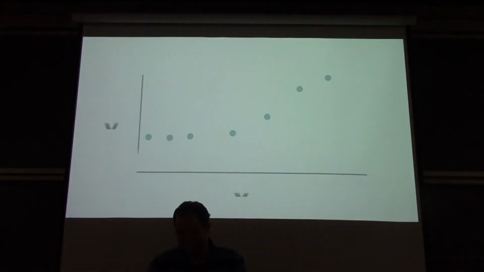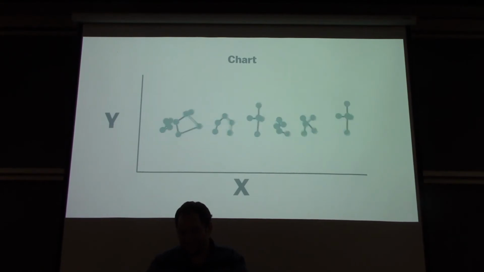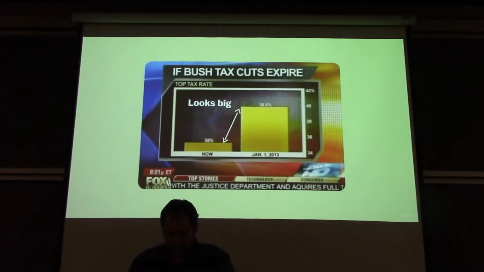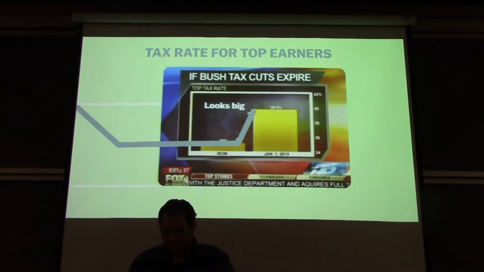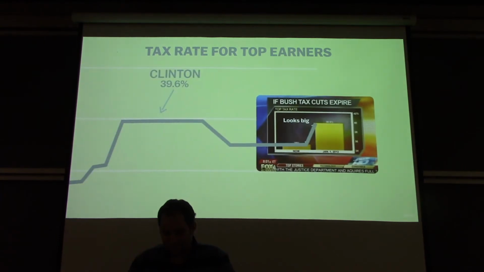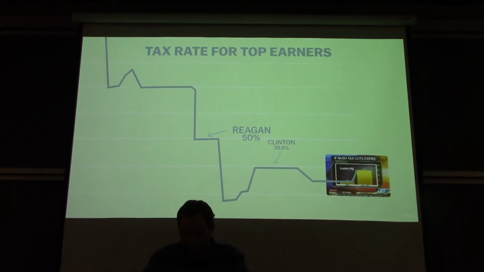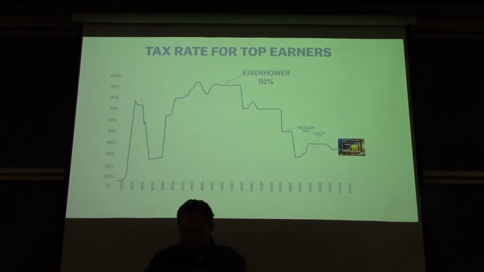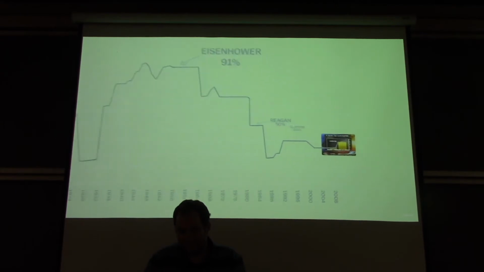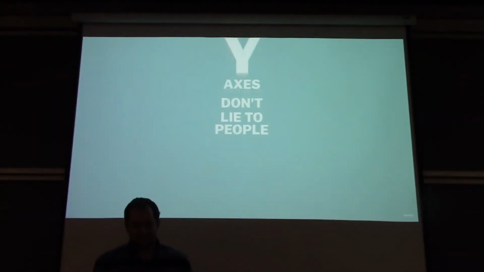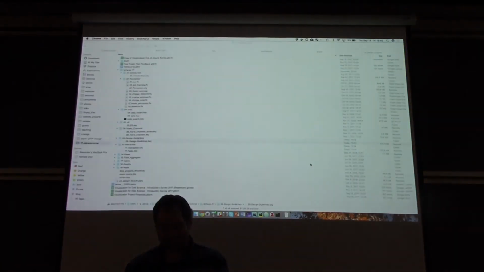When people are really lying with charts, the main thing they're normally doing wrong is leaving out the context, not leaving out the 0. Go back to that Fox News chart. You'd never know from this chart that the top marginal rate was 39.6% back in the Clinton administration, or that the Reagan administration was 50%, or that back when Eisenhower was president it was 91%. The missing 0 is really the last of that chart's problems. What they left out was the entire history of taxes in the United States. So just remember, y-axes don't lie to people. People do. So I think that sums it up very well.